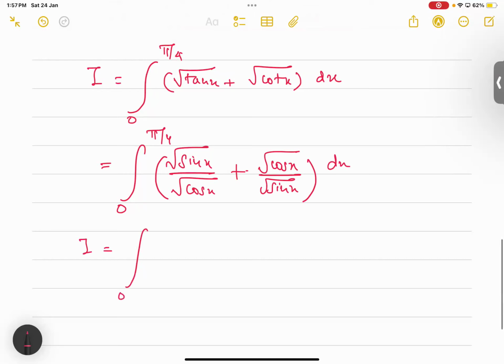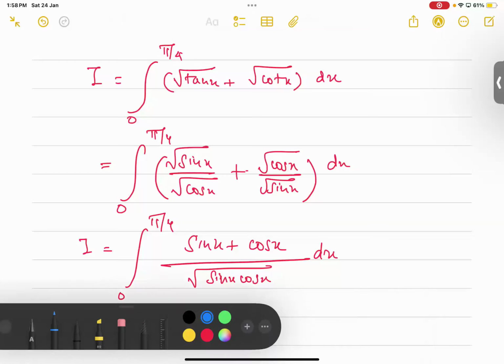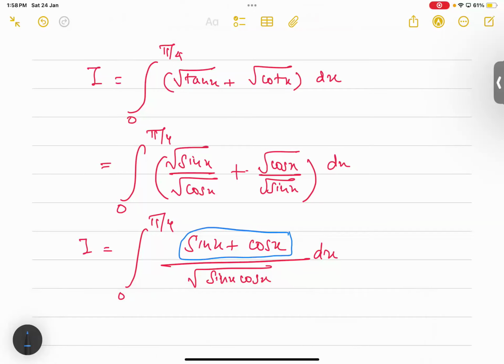So integration from 0 to pi by 4, take LCM: sin x plus cos x upon root sin x cos x. Now guys, sin x plus cos x is the derivative of what? Go by trial and error. We'll take sin x minus cos x. I am just taking a guess.